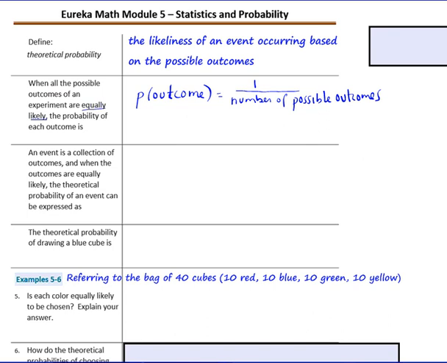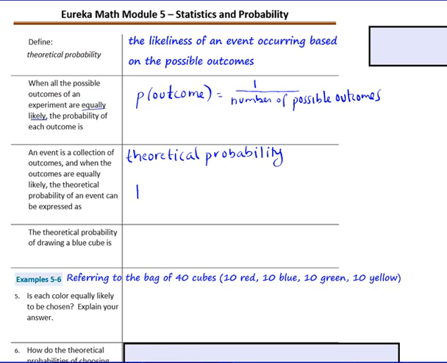Next, an event is a collection of outcomes, and when the outcomes are equally likely, the theoretical probability of an event can be expressed as, so in this example, we are talking about theoretical. And remember that theoretical probability is different from experimental probability. Experimental probability is what actually happens when you do an experiment.